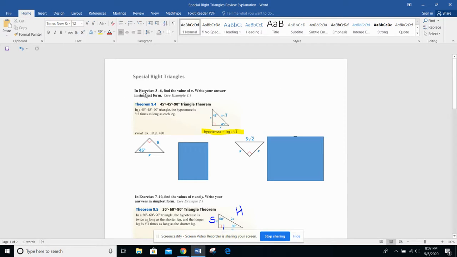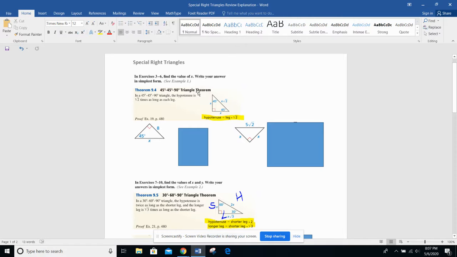First of all, the exercise directions ask you to find the values and then write your answer in simplest form. That means your answers are not decimals, they are square roots in simplified form. So we're going to talk about two things. One is the 45, 45, 90, and the other one will be the 30, 60, 90.